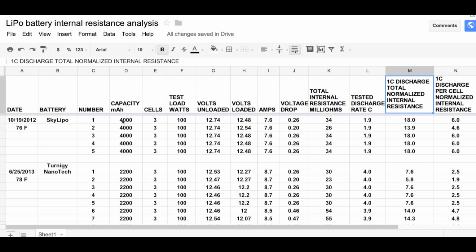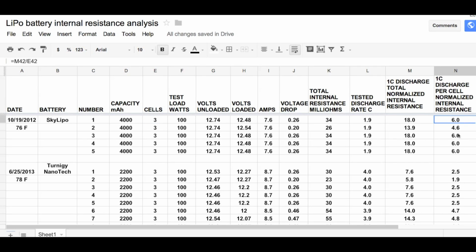This 4,000 milliamp hour Sky LiPo actually then turns out to have an apparently higher internal resistance at 1C than the 2200 milliamp hour Nanotechs here, which are a bit lower. And then further to allow comparison between packs with different voltages or cell counts, this column divides the normalized internal resistance at 1C by the actual cell count, which we've placed in this column. So 18 divided by 3 is 6.